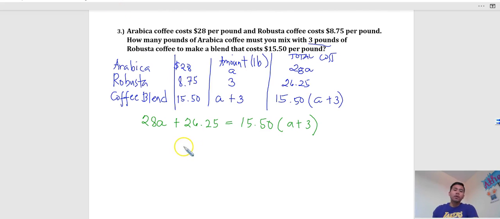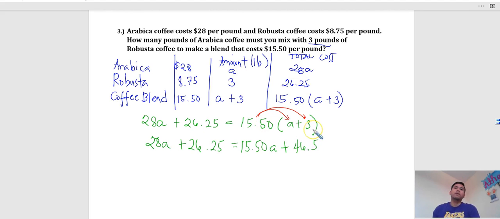Okay, so from here we can now solve for A. So we have 28A plus 26.25 is equal now to, of course, we have to distribute 15.50 to A plus 3. So we have 15.50A plus 15.50 times 3 will give us 46.5, right?